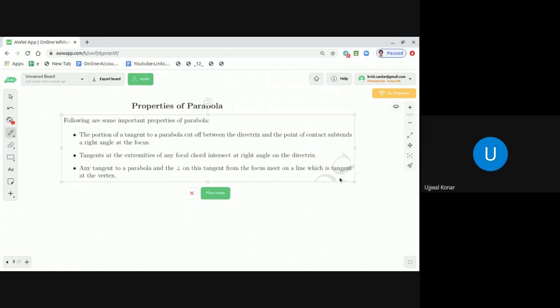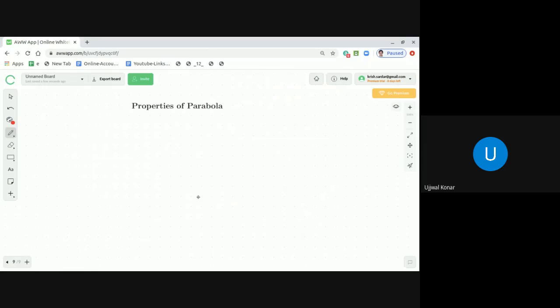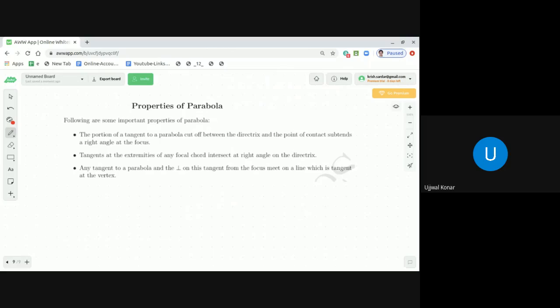The first point you see, dear students, is that the portion of a tangent of a parabola cut off between the directrix and the point of contact subtends a right angle at the focus. You can take a visual representation and understand. I repeat, the portion of a tangent of a parabola cut off between the directrix and the point of contact subtends a right angle at the focus.